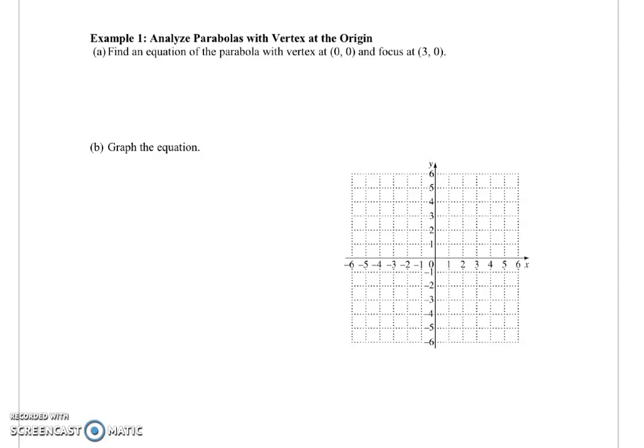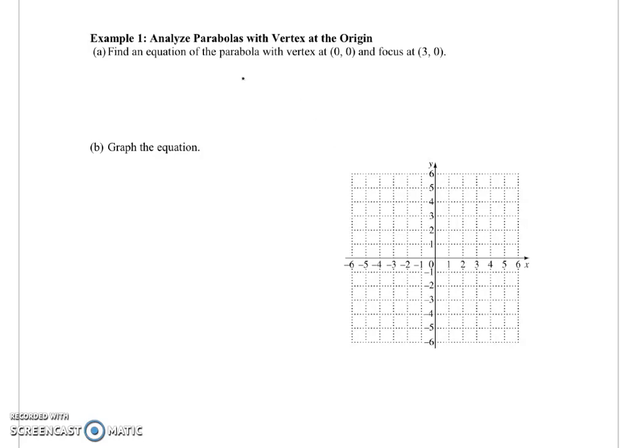Okay, now let's talk about some examples of parabolas. So it says, find an equation of the parabola with vertex at (0, 0) and focus at (3, 0).